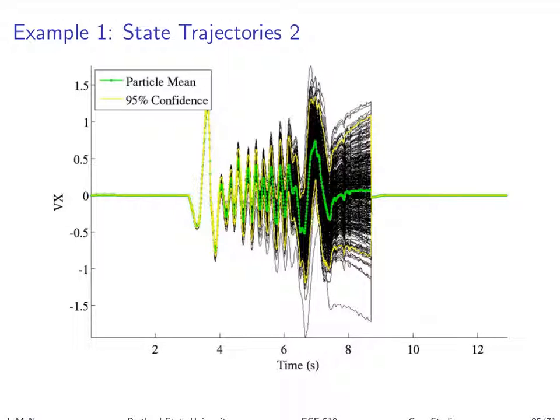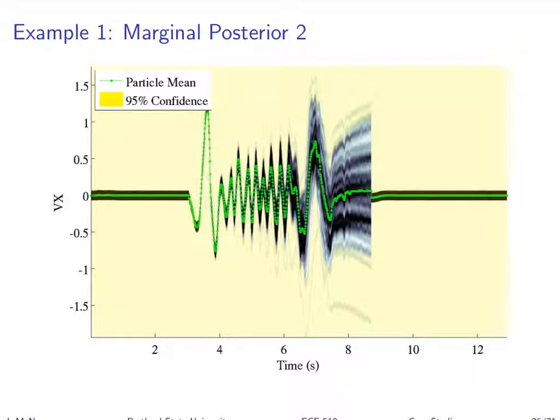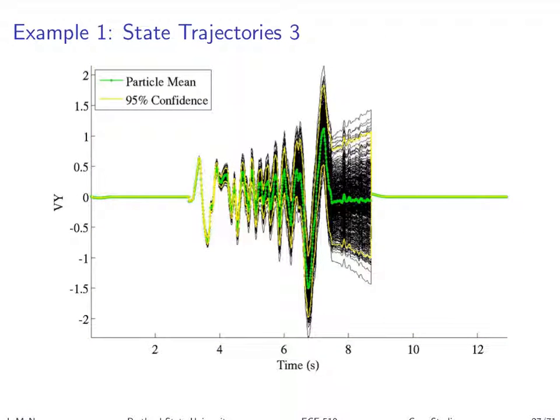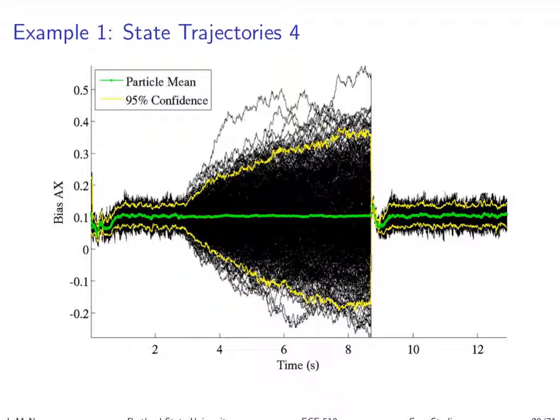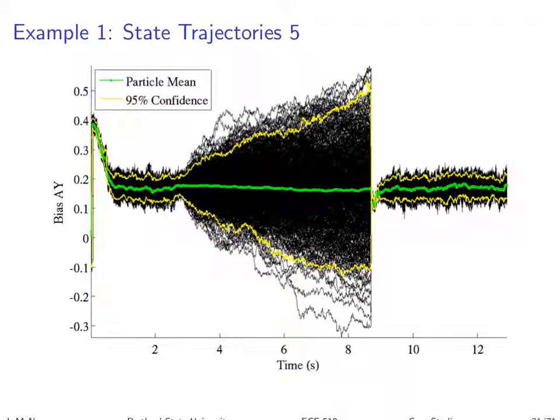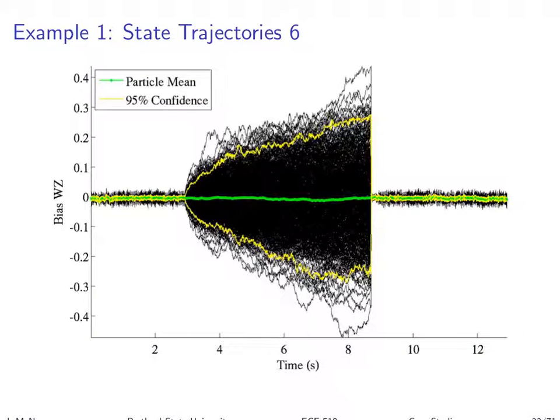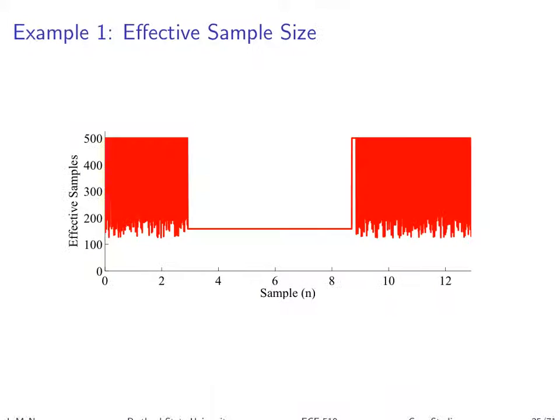This is just the same thing for the velocity in the x direction, and that's the marginal for the velocity in the x, the y, and so on. And then I think finally, oh no, not quite. This is the bias. Sorry, I did this as a loop, so there's a lot of sets here showing basically the same thing. And then finally the bias z-axis, and its marginal.